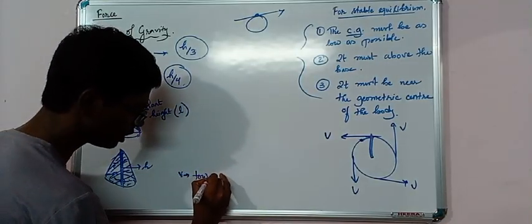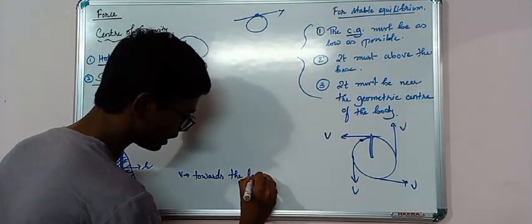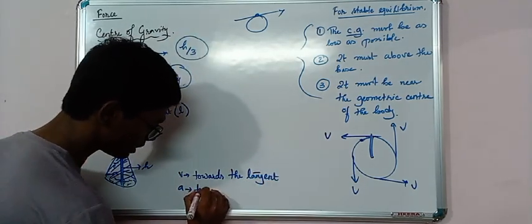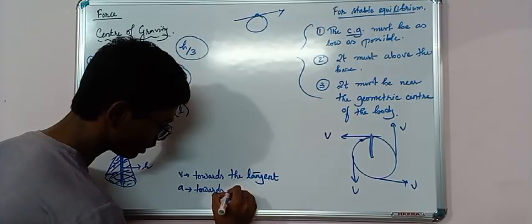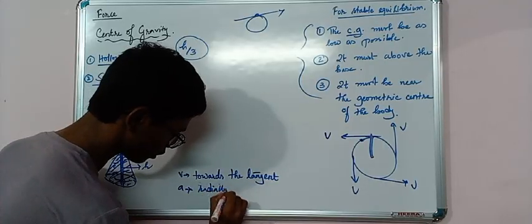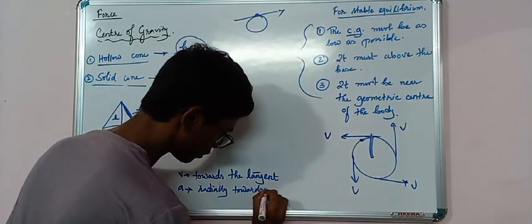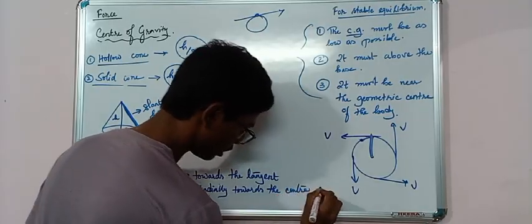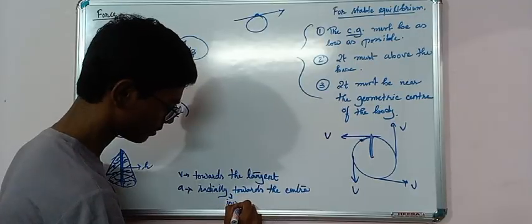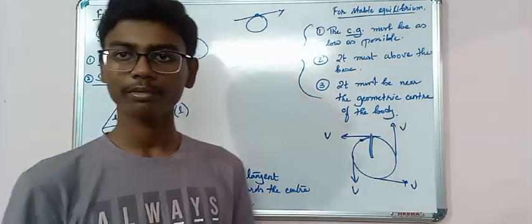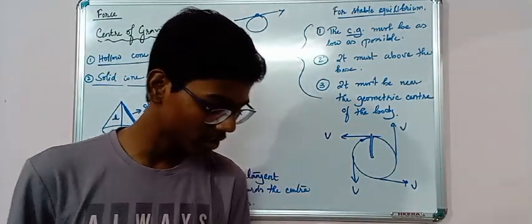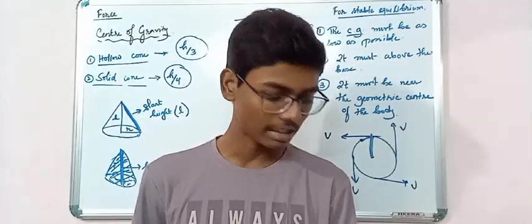Velocity is towards the tangent, or we can also say tangential. And A, that is acceleration, is towards the, or we can also say in this way, radially inwards towards the center. Okay, radially inwards towards the center. Fine. Achha. After this, the velocity of the particle is variable, or the circular motion is an accelerated motion even though the speed of the particle is uniform.